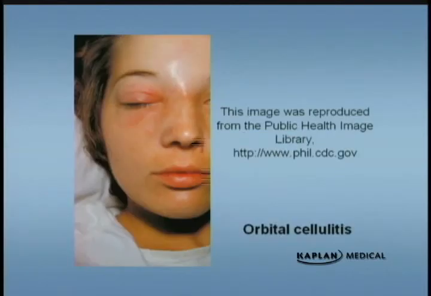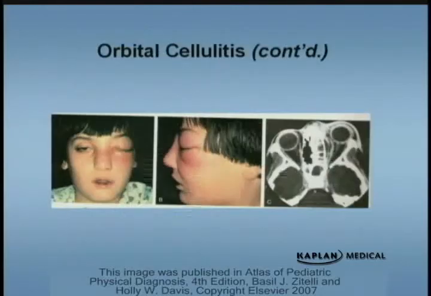So here's a patient with orbital cellulitis. If you get that eyelid open and have them try to follow your finger, they're not going to be able to move the eye. This picture really shows it well. If you can get the eyelid open, you will see that the eyeball does not move. The eye is actually pushed forward.